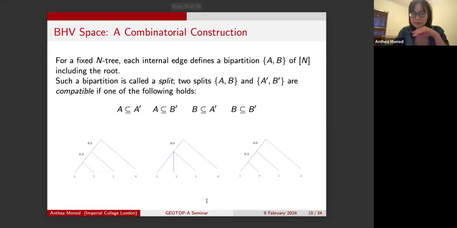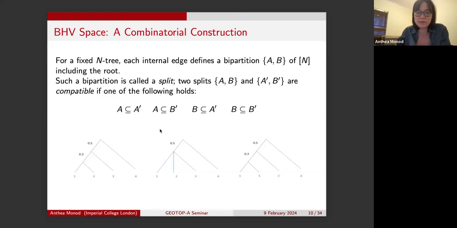Given this, there's also a way that you can look at the construction of BHV tree space combinatorially, right? You can look at it this way, which is the same as the picture I just showed you about grafting orthants together. Here we're looking at particular partitionings of leaf sets within the sets of leaves of the trees.